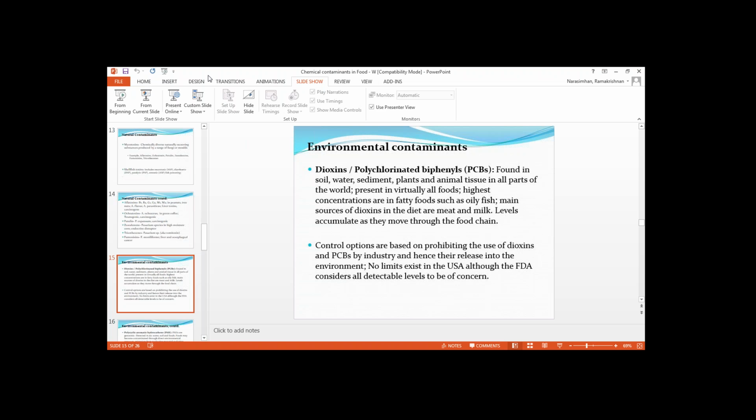The control options are based on prohibiting the use of dioxins and PCBs by the industry. And when the use of these chemicals is controlled, obviously the release of these chemicals to the environment is also controlled, and incidentally that is going to reduce the contamination level in foods. Okay. Unfortunately, no limits exist here, but FDA's opinion on this is any detectable level is considered to be a matter of concern as far as FDA is concerned. Okay.